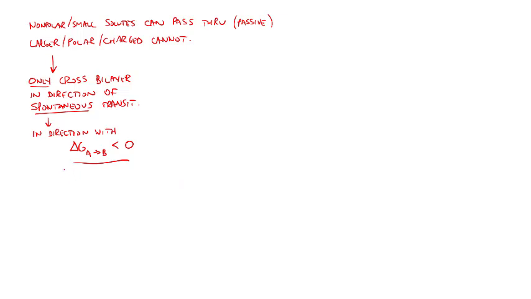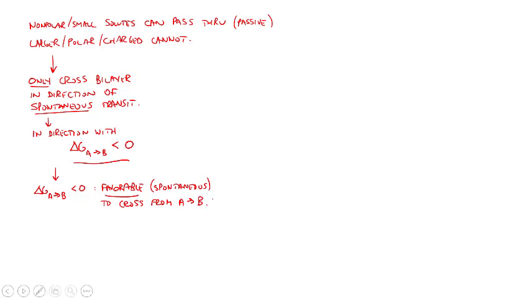So on the previous slide, we assumed that the delta G for crossing from side A to side B is going to be favorable, right? So the delta G of crossing from side A to side B less than 0 implies favorable. Favorable is another way of saying spontaneous to cross from side A to side B. That does not necessarily mean it's fast. If you have a polar or a charged compound, it's still going to need a channel to cross because it's not going to be able to pass straight through the lipid bilayer.